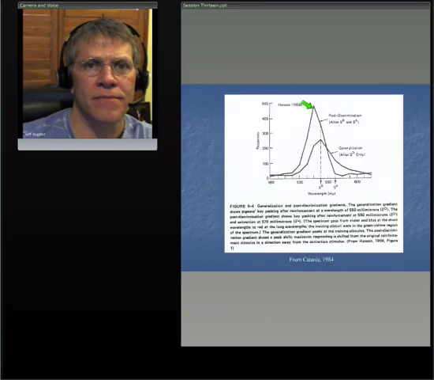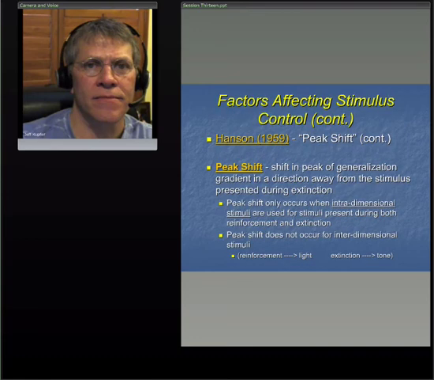You see the peak? It's shifted away. In other words, the SD was right here. Now, instead of being a dark key, which is over here, it's a blue key. Blue key is right about here at about 570 nanometers. So now this becomes extinction, or S delta, and instead of the peak being over here, it's now shifted in a direction away. That's called peak shift. And we describe the peak shift phenomenon as a situation that happens when there's a shift in the peak of the generalization gradient in a direction away from the stimulus presented during extinction. Okay?